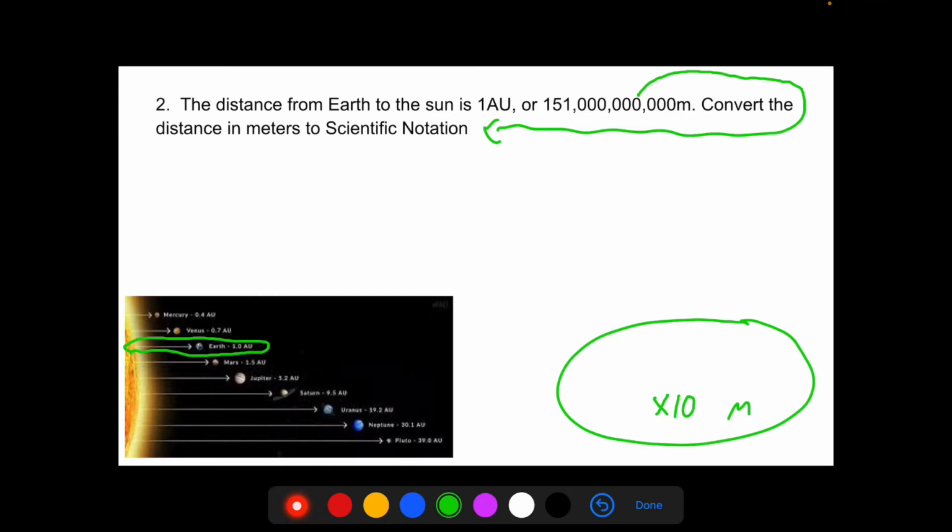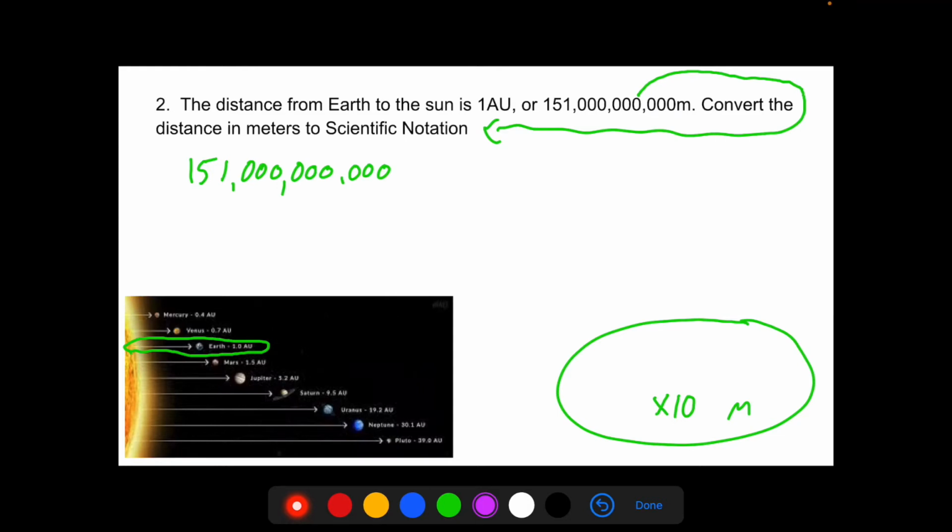So what are we given? We're given this crazy big number, 151 billion. So many zeros, 9 zeros. Now, that's what we're given right there. That's one astronomical unit, the distance in meters from the sun all the way to Earth. So I like to add my decimal place.